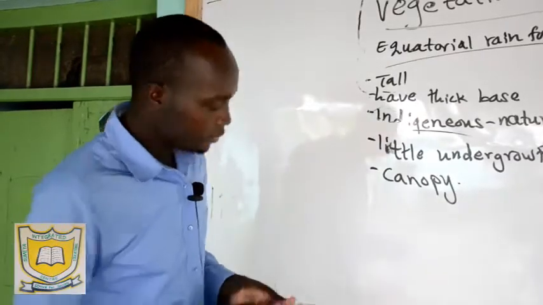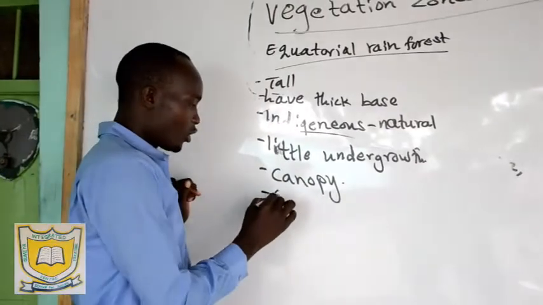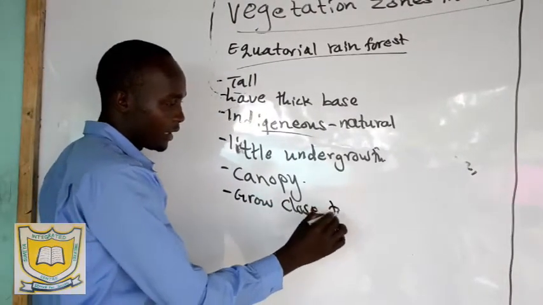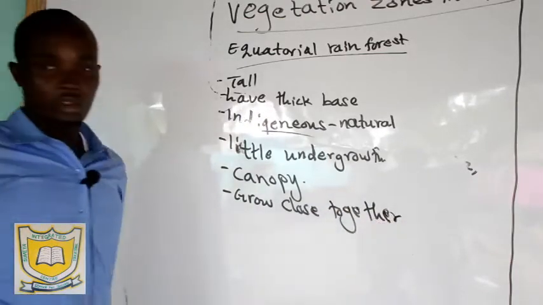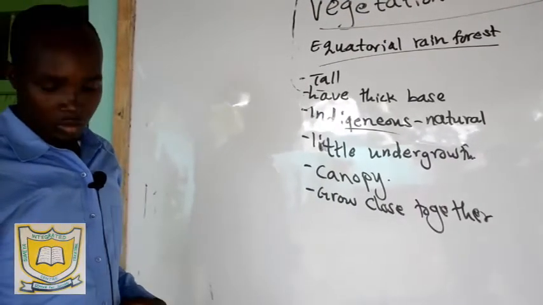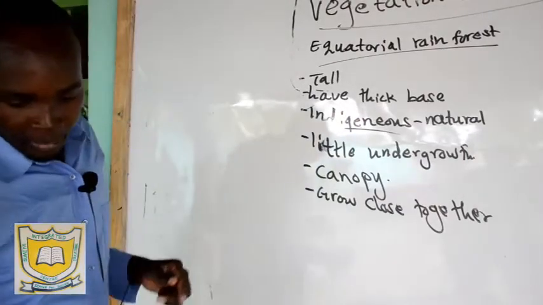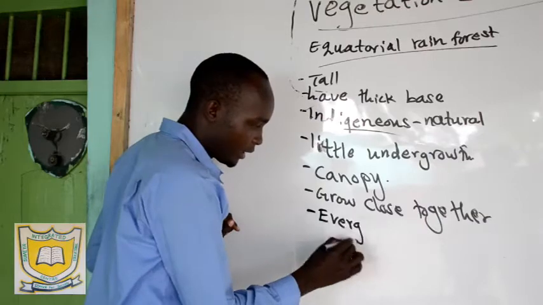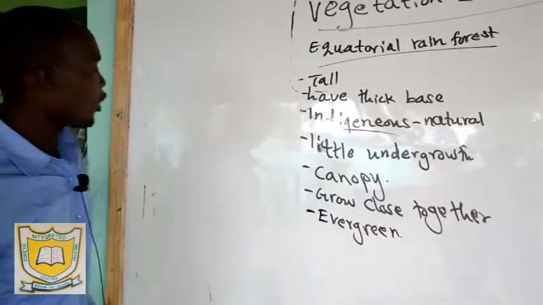Then another one, the trees grow close together. The trees grow close together, so it is very difficult to move in between the forest. So you'll find the trees very close together. Then the trees here are evergreen. The trees are evergreen. They cannot dry up. Why?